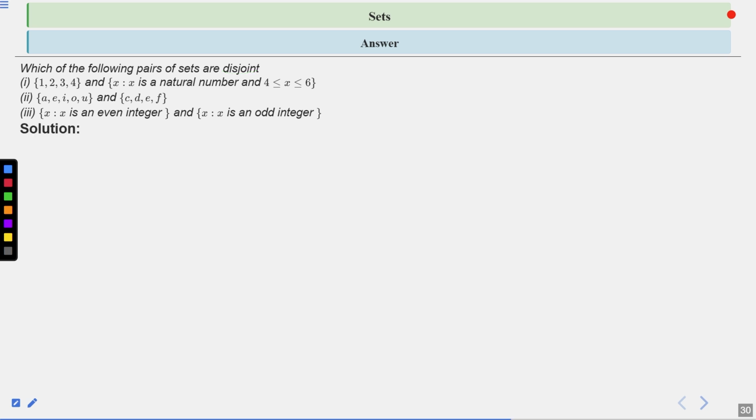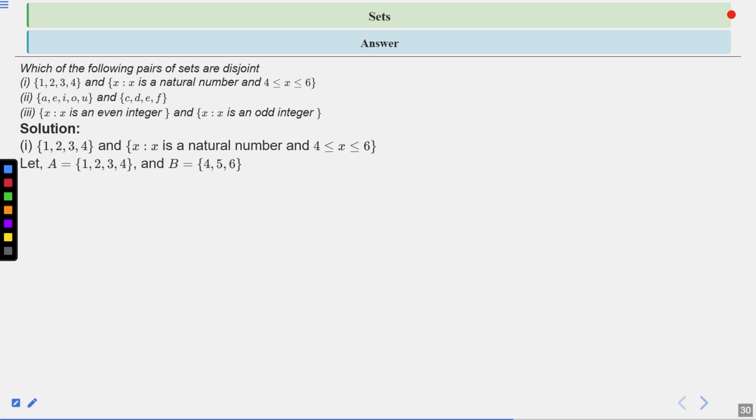So solution. First we have this roster form 1, 2, 3, 4 and another set described in set builder form: all the natural numbers satisfying this inequality, x greater than or equal to 4, less than or equal to 6. Writing this set in roster form will have 3 elements 4, 5, 6. Now we can easily find the intersection. So the intersection of A and B is going to be a singleton set with element 4. So not empty, meaning not disjoint.